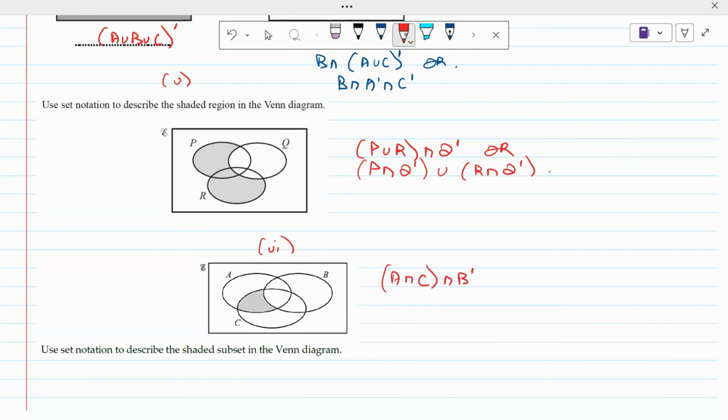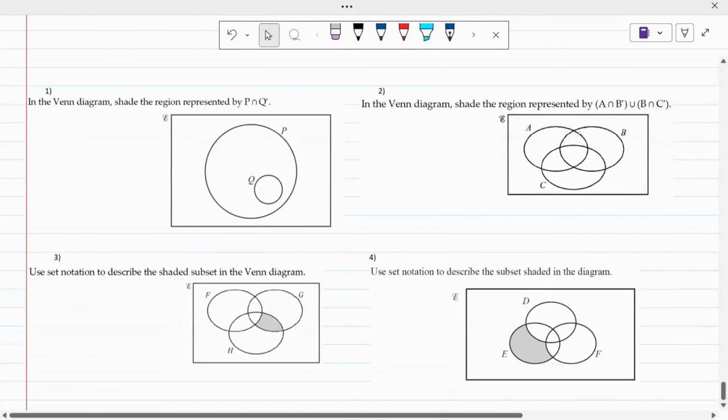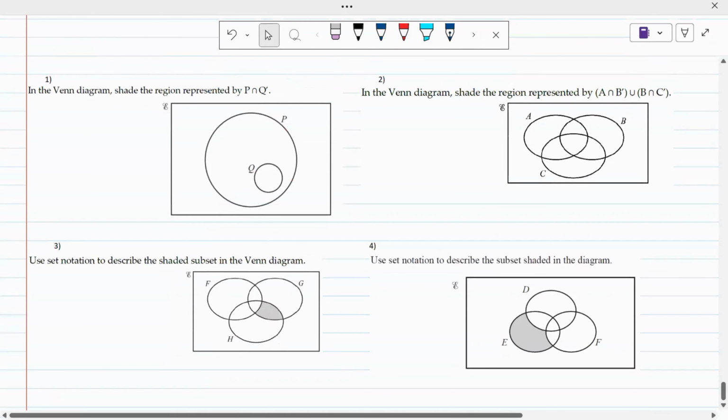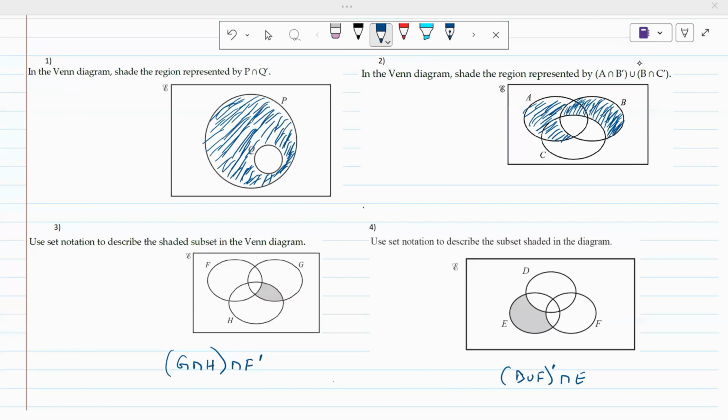Okay, so this was all about shading the Venn diagrams. I have picked up a few questions for you. These 4 questions. I'm giving you 5 minutes of time. Quickly solve these and let me know the answers. All right, so these are all the correct answers for the questions given to be done. I hope you have got all these answers correct.